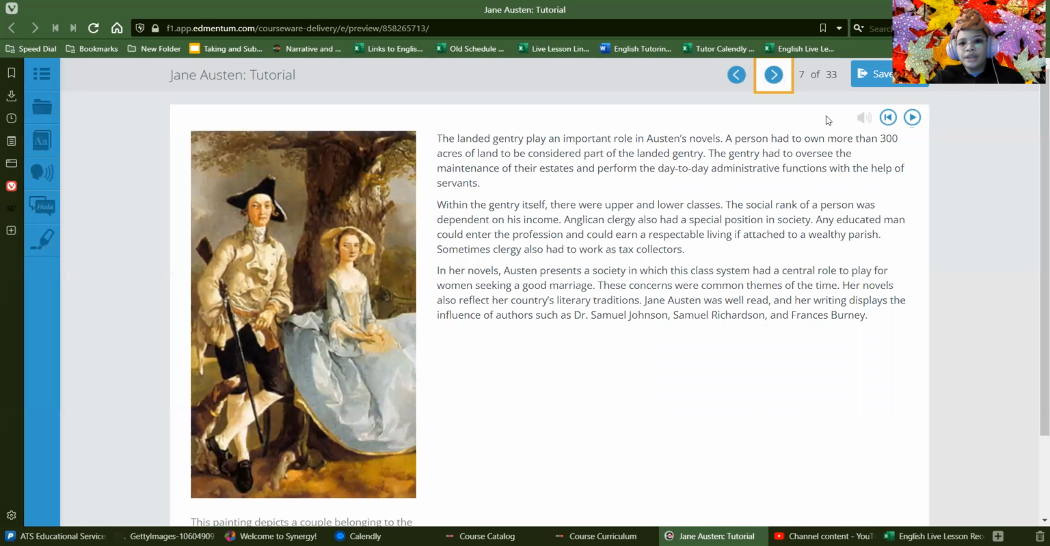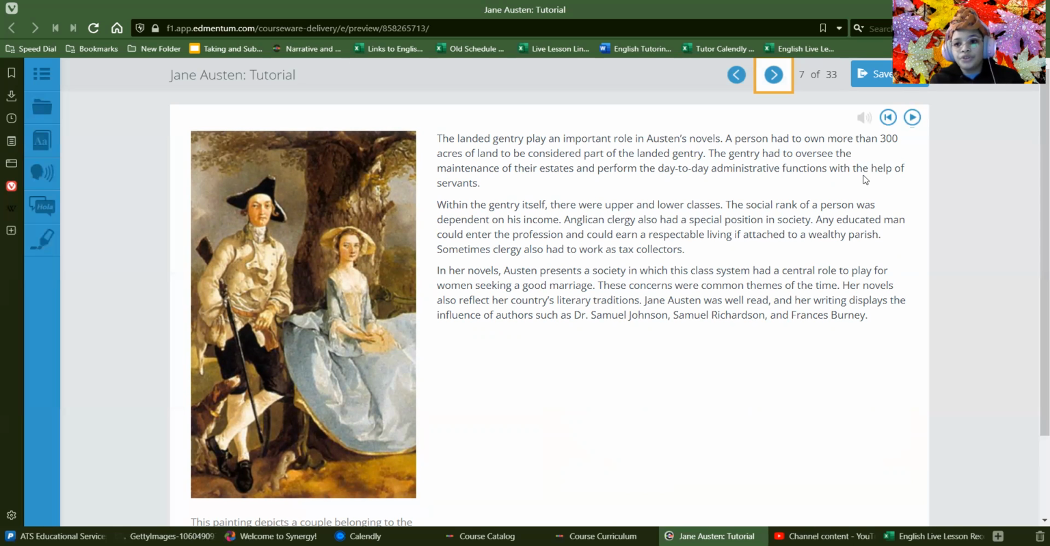Okay, so here we get a little more detail about the landed gentry and how they are in Austen's novels. The landed gentry is this specific class of people, this middle and upper class, that can only inherit property through males. And to become one of them, you had to own more than 300 acres of land. If you did not own that much land, you were not considered part of the gentry.